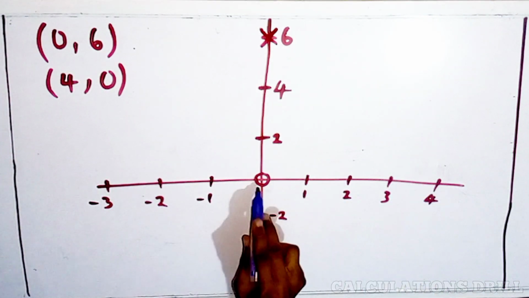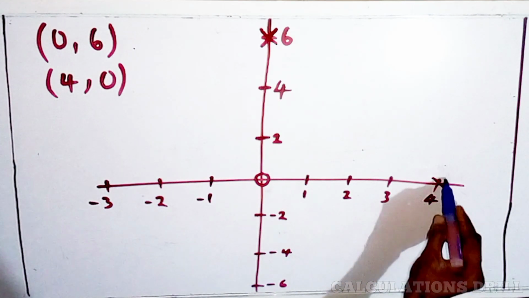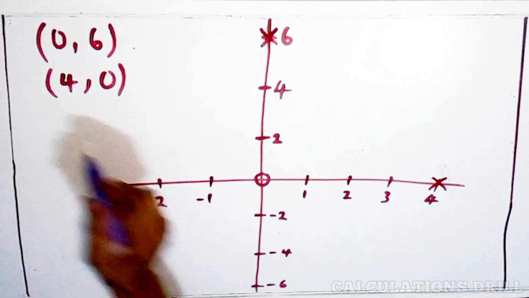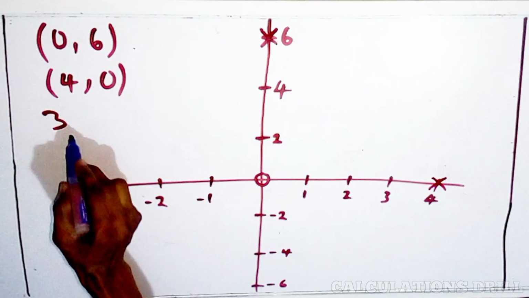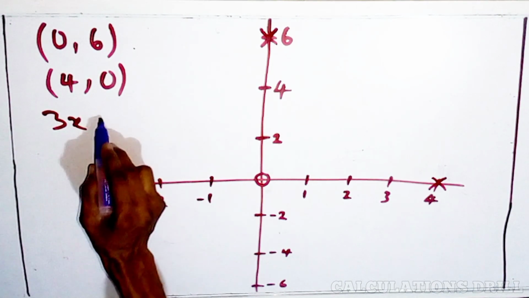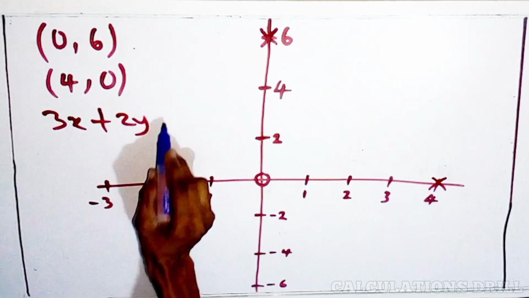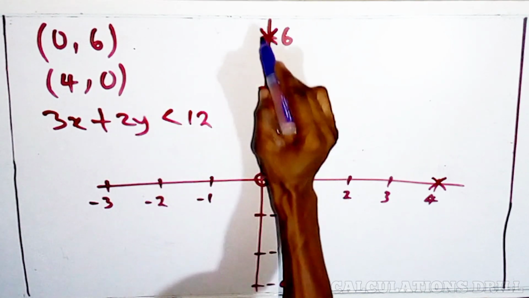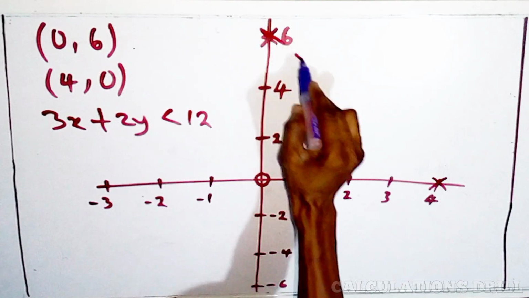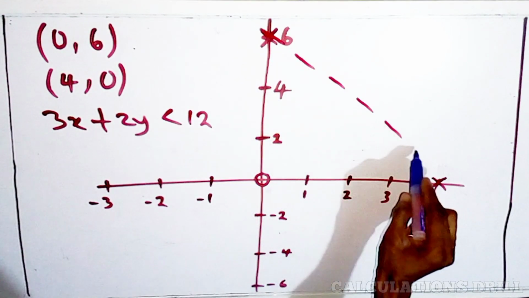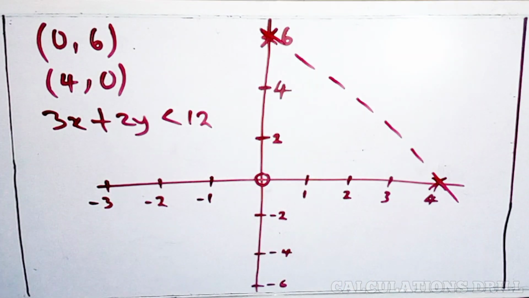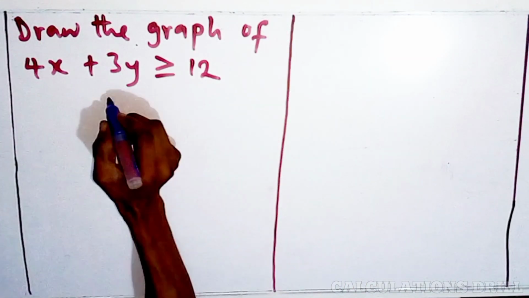So as you can see, we join the 2 points. Remember, the equation is 3x plus 2y less than 12. So this is what we're going to do. We use broken line because it's less than, as I explained earlier on. Let's see the next question.